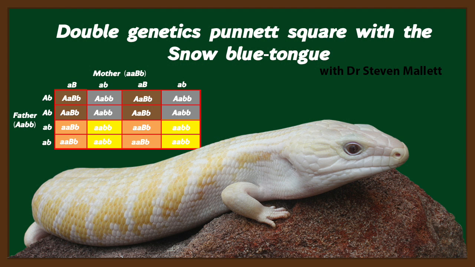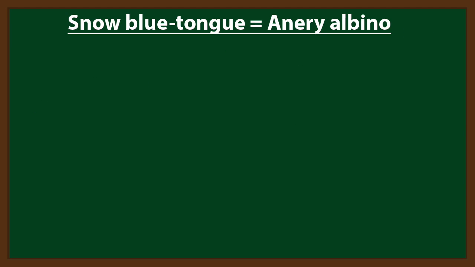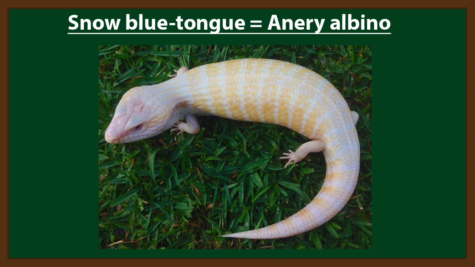G'day guys, today I'll be going over another double genetic pairing with Punnett squares, this time using the Snow Bluetongue. The Snow Bluetongue is homozygous for 2 traits. It is an anery albino.